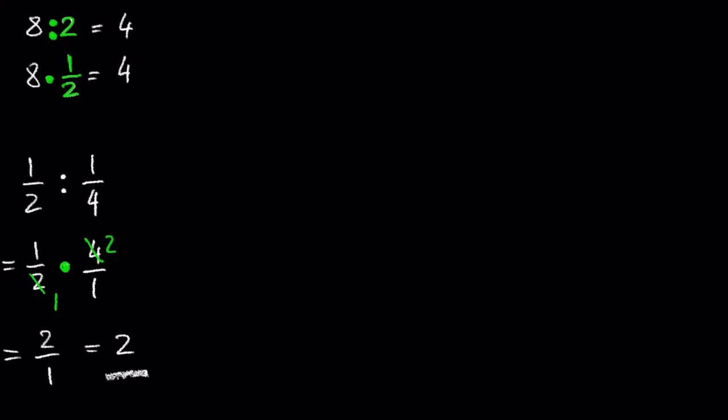Let's look at the next example. 4 divided by 1 over 8, which is 4 times the reciprocal of 1 over 8. So we have 4 times 8 over 1, which is 4 times 8. Which is 32.